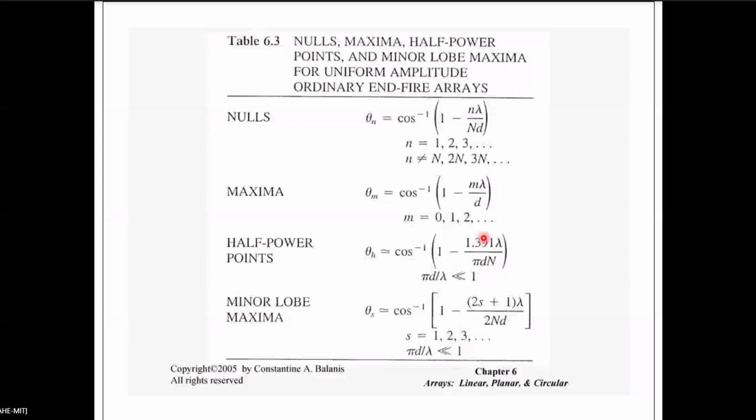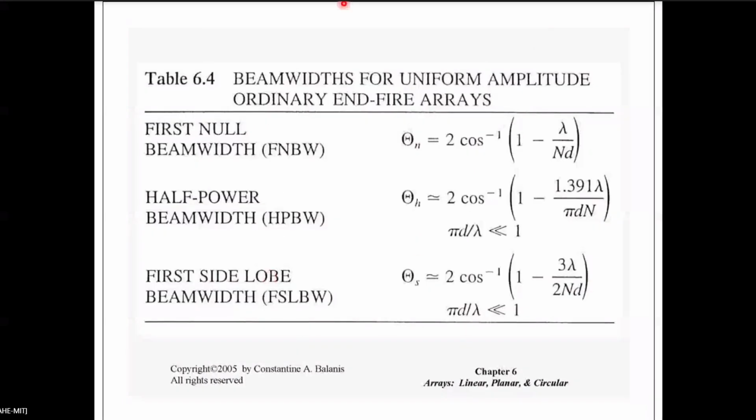Any questions on this? No, sir. Okay. So here, first null beam width: 2 into cos inverse of this. There is no pi by 2 minus, because the maxima is at 0. Have you got it? Pi by 2 minus something is not there. Yes, sir. Here also, theta is half the beam width: 2 into cos inverse of something. And for the first side lobe beam width, also 2 into cos inverse of this.